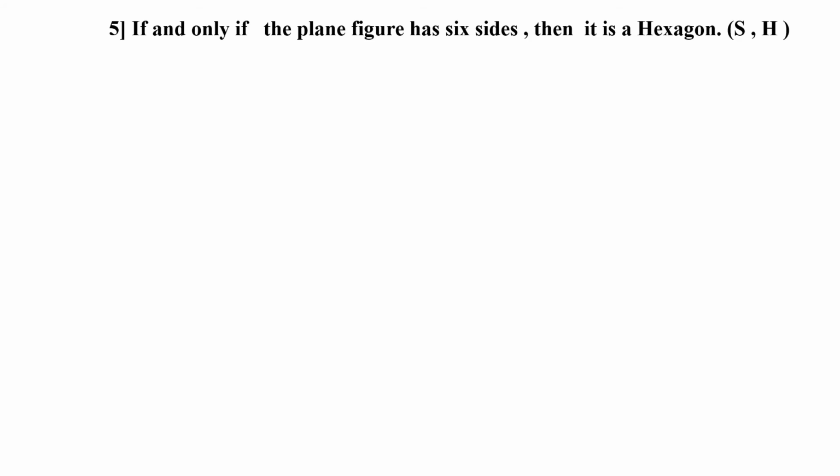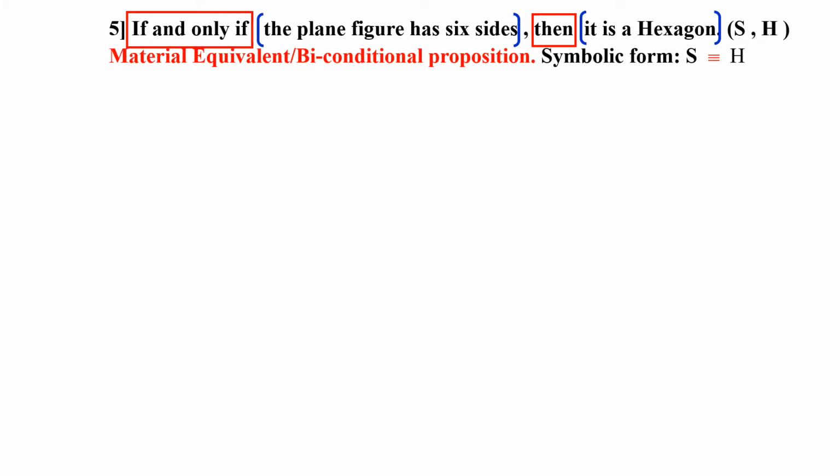Now we come to the next. If and only if the plane figure has 6 sides, then it is a hexagon. So the plane figure has 6 sides is S and it is a hexagon is H, and the connective used is if and only if then. So what type of statement is it? It is a material equivalent or biconditional proposition, and the components will be the plane figure has 6 sides and it is a hexagon, and the symbol used is triple bar. So symbolic form will be S triple bar H.